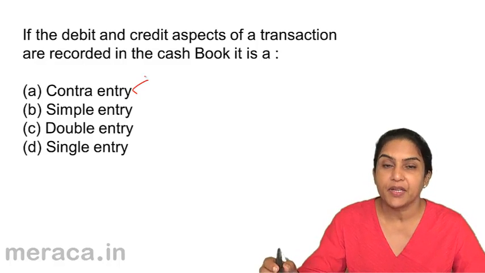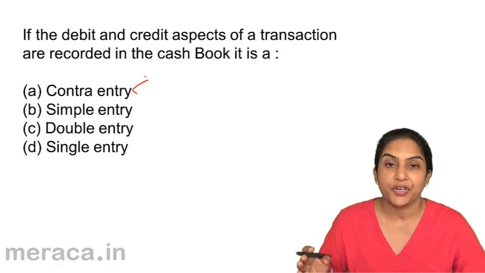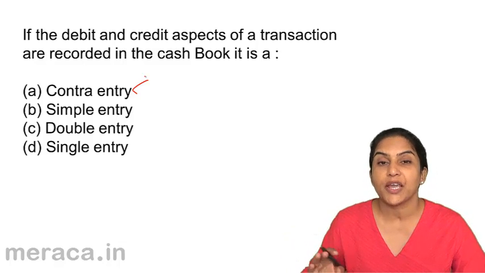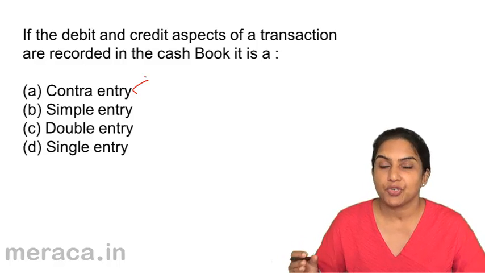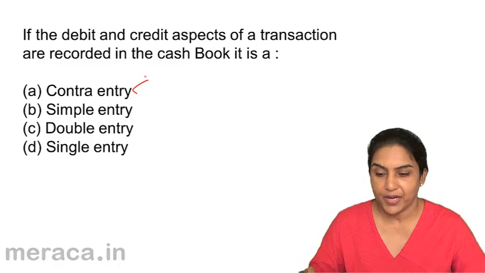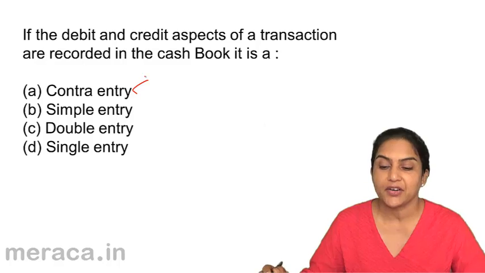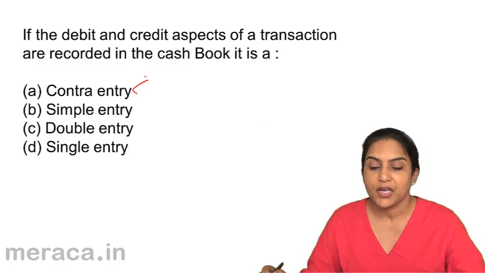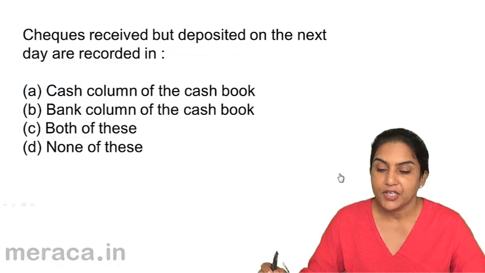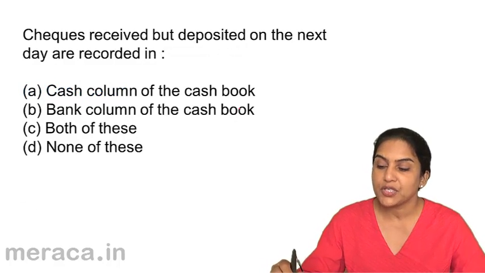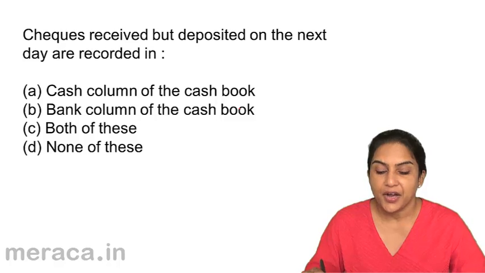When does this happen? In a double column cash book or a triple column cash book which has both cash and bank columns. We have contra entries when cash is withdrawn from bank or cash is deposited into bank. So when both debit and credit aspects are recorded in the same cash book, it is a contra entry. Correct answer A.